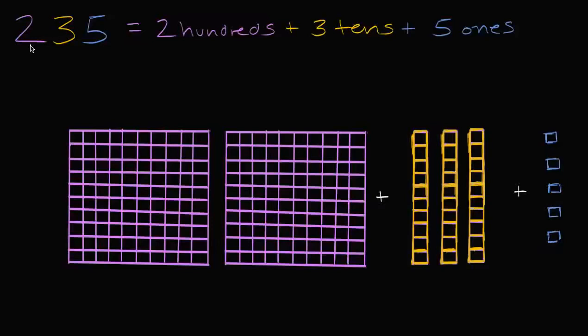So I have the number 235. And we can think of that as two hundreds. We have a 2 in the hundreds place, so 2 hundreds. 3 tens, we have a 3 in the tens place, so 3 tens. And 5 ones, we have a 5 in the ones place.